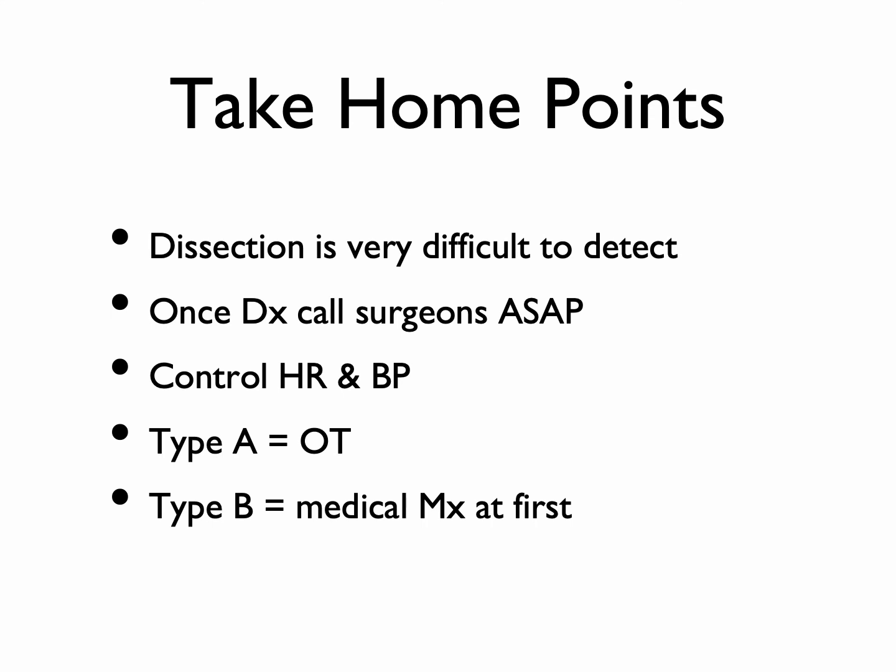Once we diagnose it, we need to speak to the surgeons as soon as possible. You want to control their heart rate and their blood pressure, because this prevents further aortic wall stress and worsening of the dissection. If they've got a type A aortic dissection, they're going to need to go to theatre. If they've got a type B aortic dissection, then we'll start them on beta blockers and vasodilators as maximal medical management first, and if they're failing that, they may be considered for operative intervention.